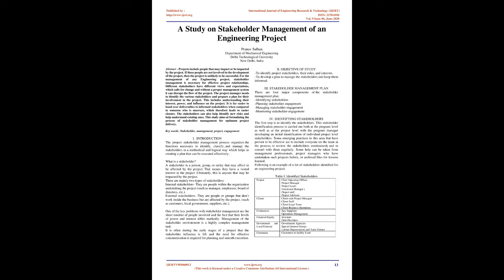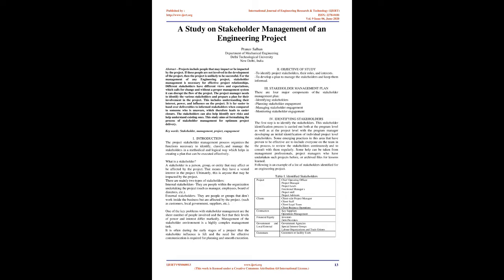3. Stakeholder management plan. There are 4 major components of the stakeholder management plan: identifying stakeholders, planning stakeholder engagement, managing stakeholder engagement, and monitoring stakeholder engagement. For identifying stakeholders, the first step is to identify the stakeholders. This stakeholder identification process is carried out both at the program level as well as at the project level, with the program manager developing an initial identification of individual project level stakeholders.